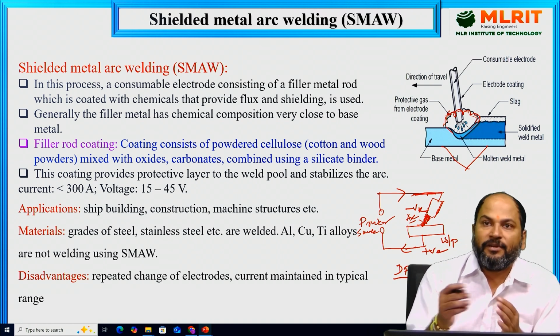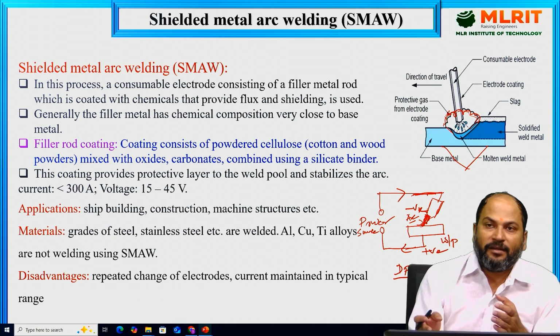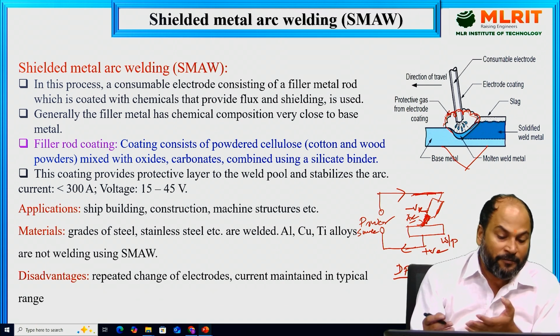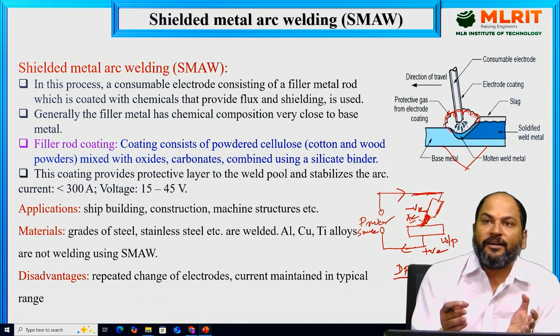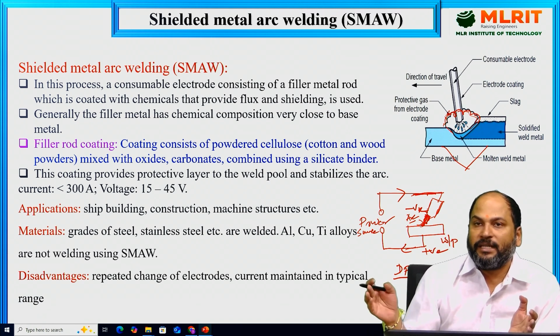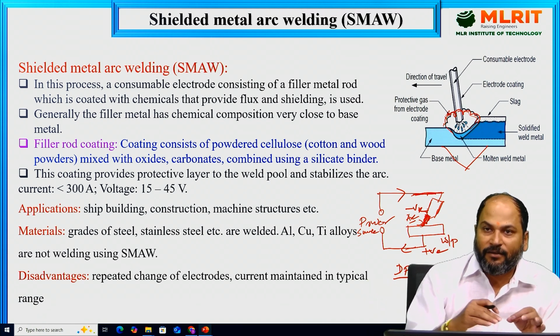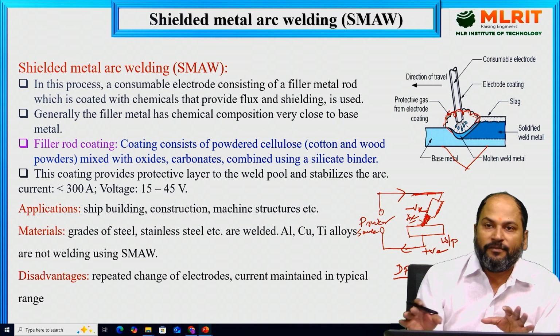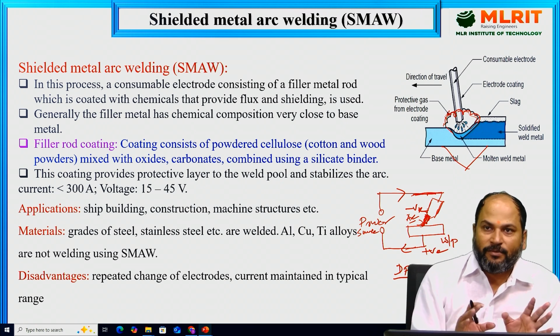Inert gas means it will not allow air to react with that one. So it may be helium, it may be argon, inactive, it may be CO2 or other. So what will happen? It will completely cover the area, so it will not allow it to react, and the part where we are welding will be completely free from the oxides and whatever the contaminations are.